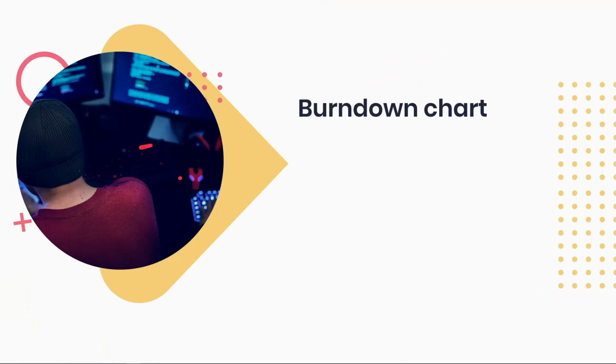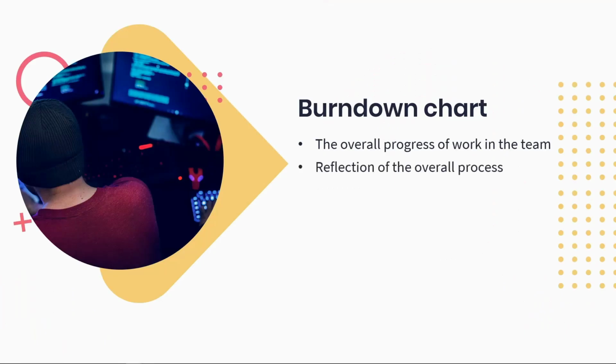Burn down chart. The overall progress of work in the team and a reflection of the overall process. It is typically presented in a graph and shows the stories and features that the team hasn't gotten to yet. Partially completed user stories are also reflected in this graph.